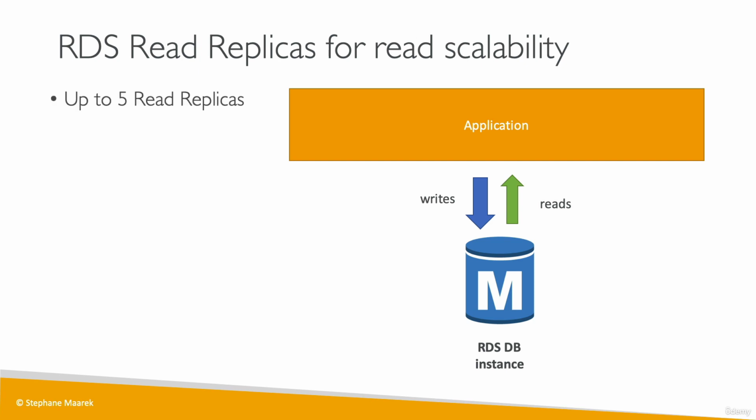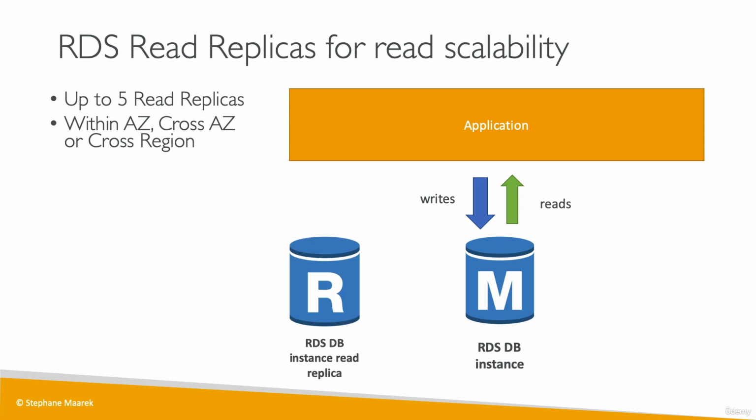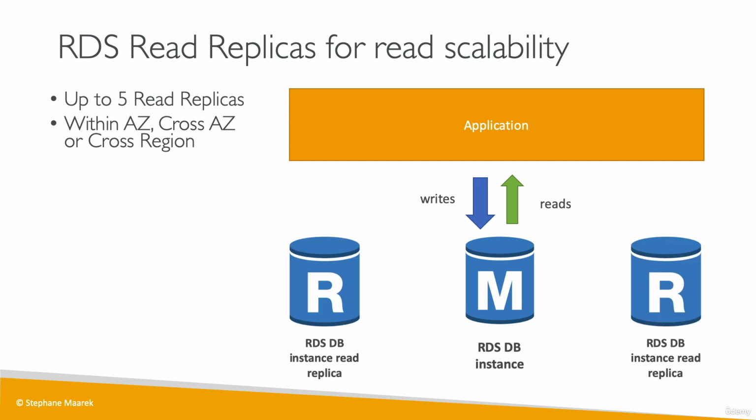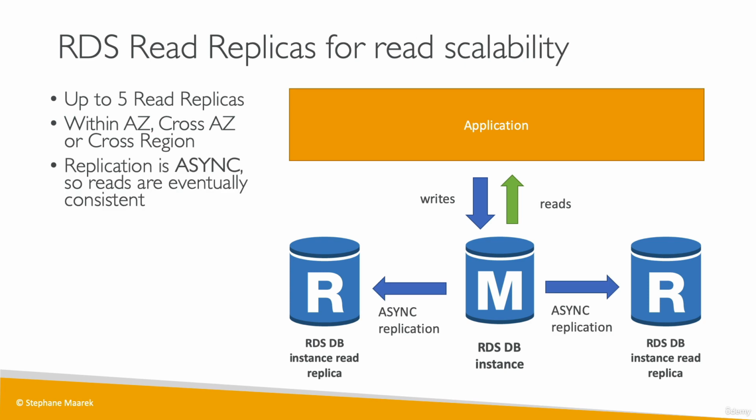Well, we can create up to 5 read replicas. And they can be within the same availability zone, cross availability zone, or cross region. So 3 different options, and they're very important to remember. So say we have another RDS instance read replica and another one. And what will happen is that there will be an asynchronous replication between the main RDS database instance and the 2 read replicas. Asynchronous, that means that the reads are eventually consistent.